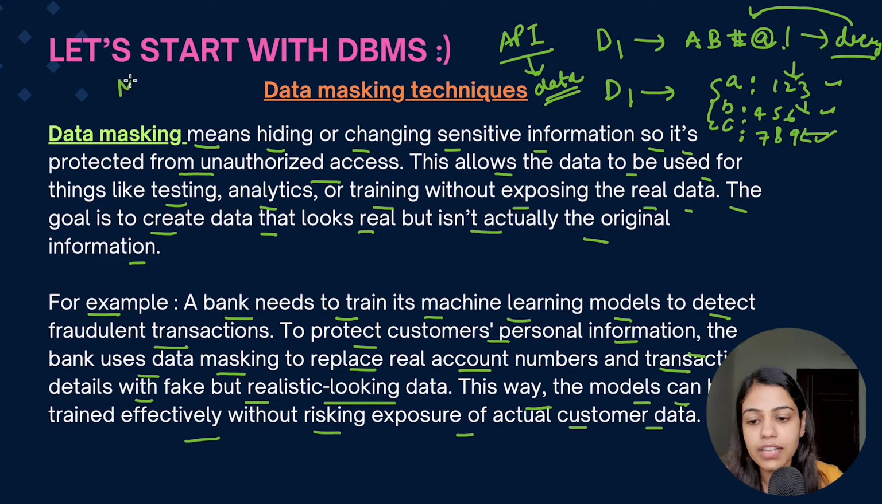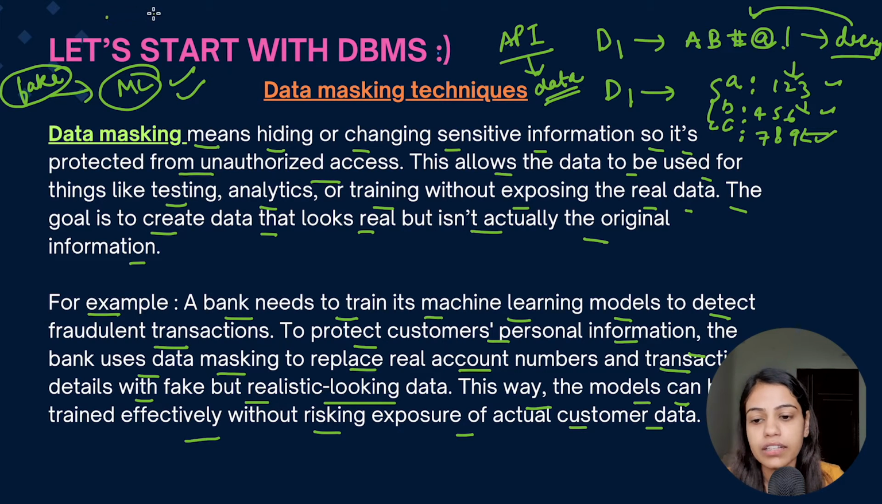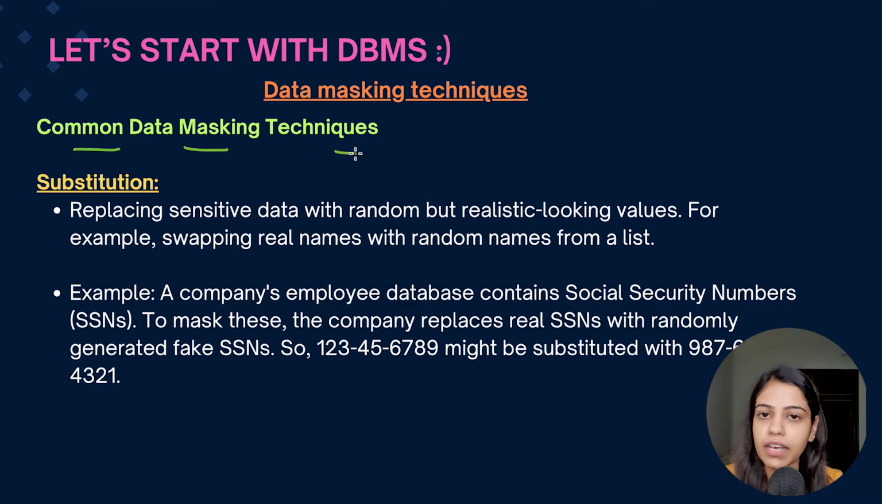So consider there is an ML model which we want to train. Here we won't be providing the real data, right? We can't expose the real data to any machine learning models or any of the APIs. So we give some fake data which looks like original data, and on the basis of this data we train the model, so that whenever it is implemented in a real life scenario and original data comes to it, it acts in the way we want.